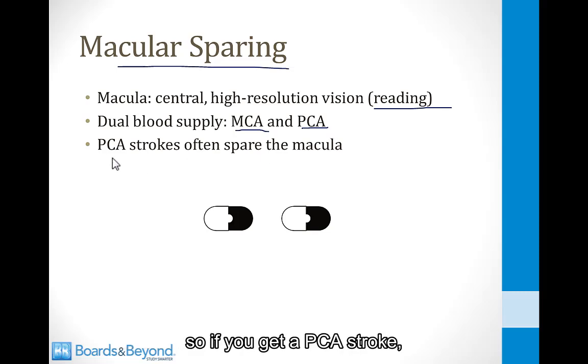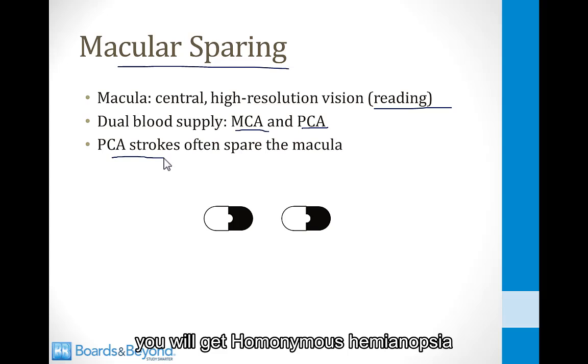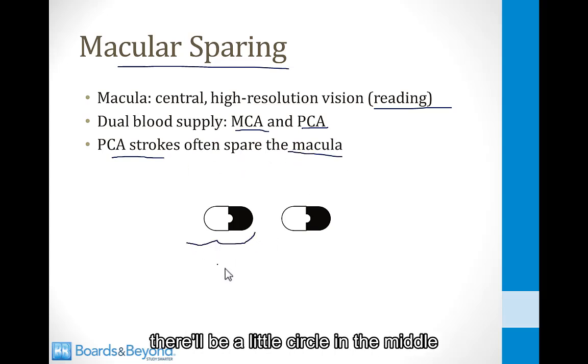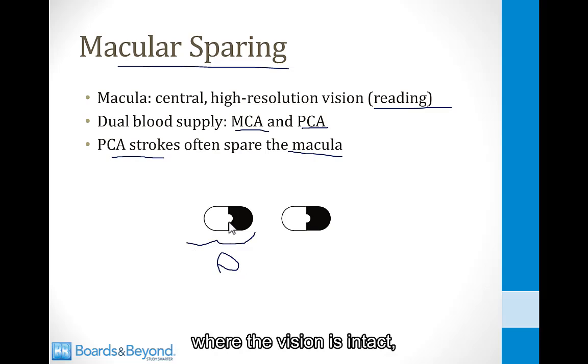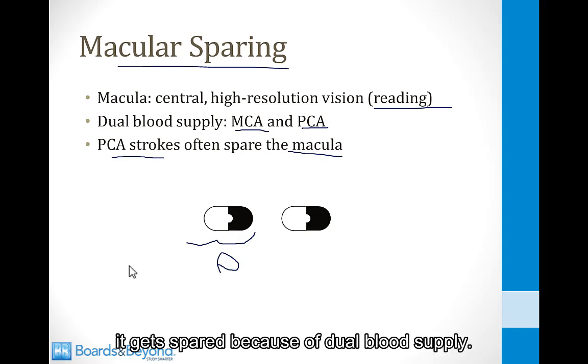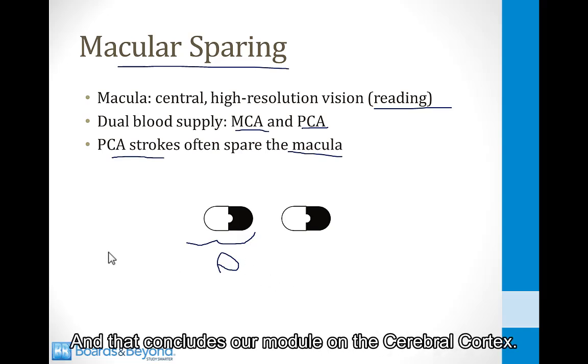So if you get a PCA stroke, you will get homonymous hemianopsia, but it will spare the macula, and the visual fields will be drawn like this. There'll be a little circle in the middle where the vision is intact, and that's the vision coming from the macula. It gets spared because of dual blood supply. And that concludes our module on the cerebral cortex.